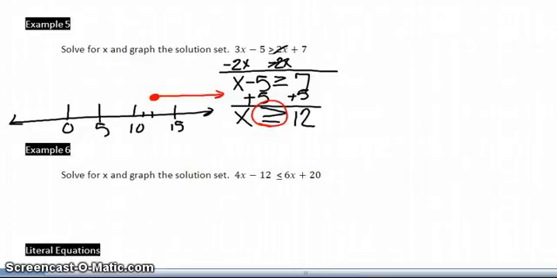Please pause the video at this time and complete example 6, remembering if you divide by a negative that you need to switch the inequality sign. Flip it around. Start the video when you're finished and check your solution. Let's see how you did.